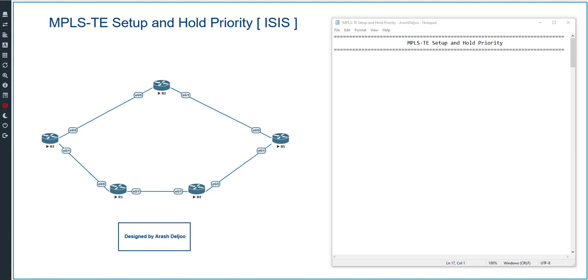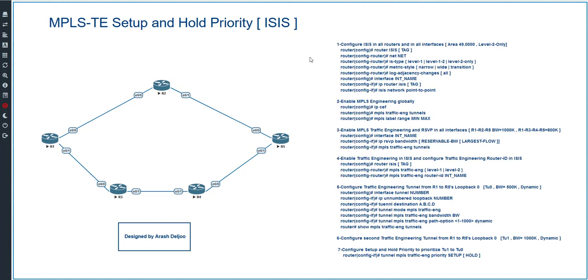MPLS TE setup and hold priority. In this video, I'm going to talk about the MPLS TE setup and hold priority. First, I'm going to talk about the setup priority, and after that, hold priority. What is the usage of these two types of priority, how we can configure them, and how we can verify or troubleshoot the setup and hold priority.